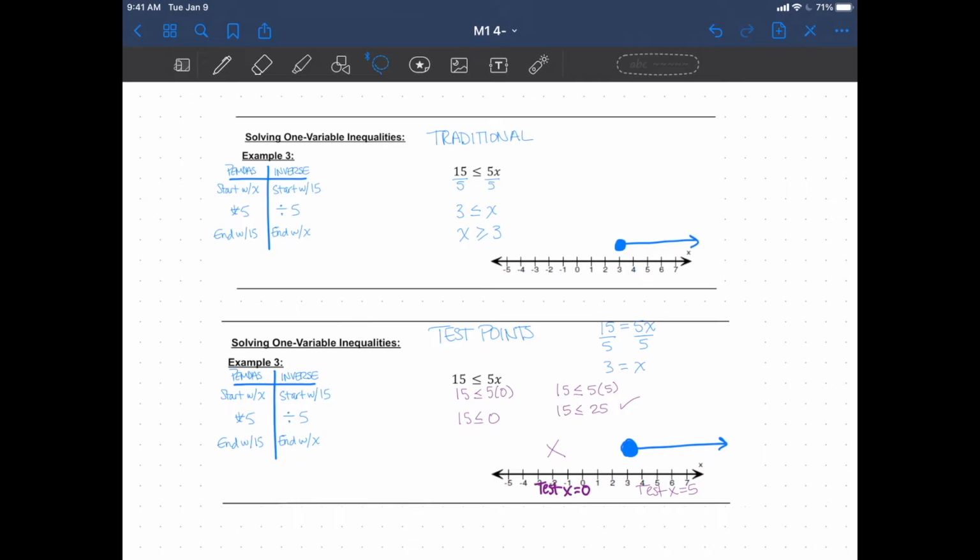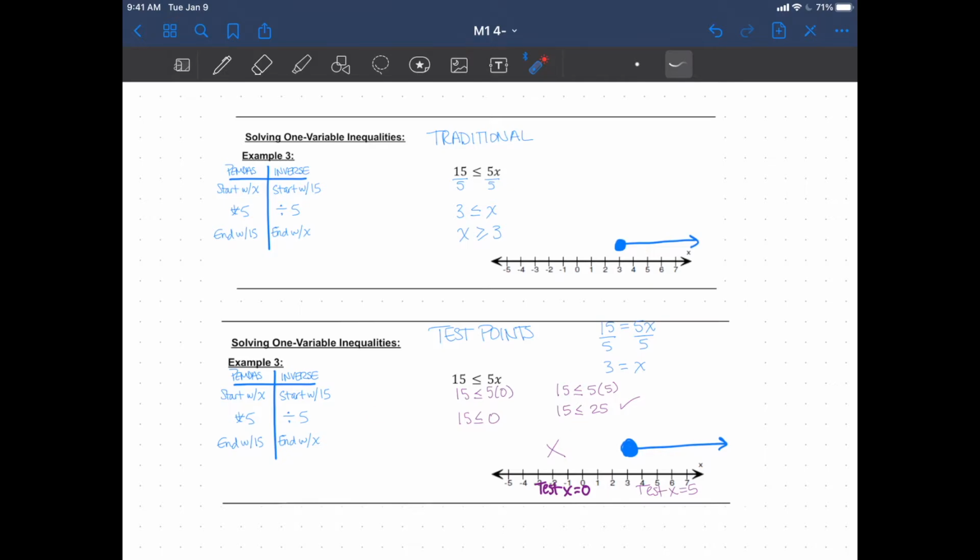So you can also solve inequalities this way. All right, now that you have seen both ways, I do want to let you know that there are times when traditional makes more sense to do. Like for example, this example in particular, it was a lot easier to do the traditional method. Nothing changed really. I kept the inequality the same until I rearranged it here.